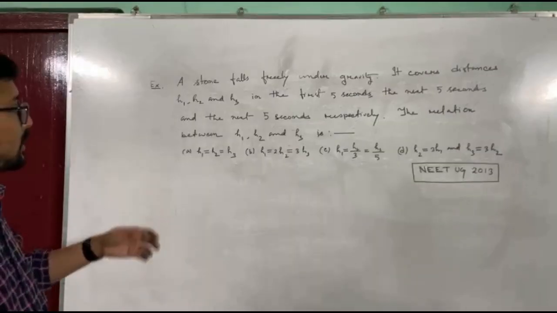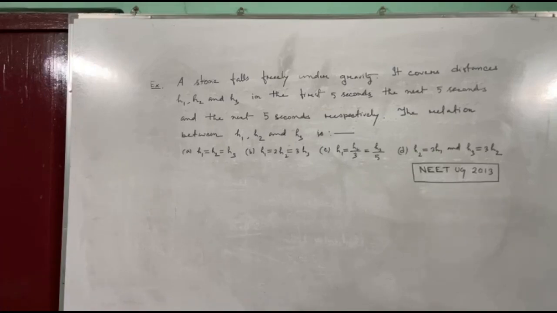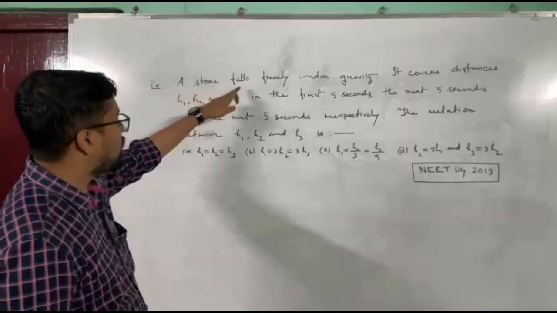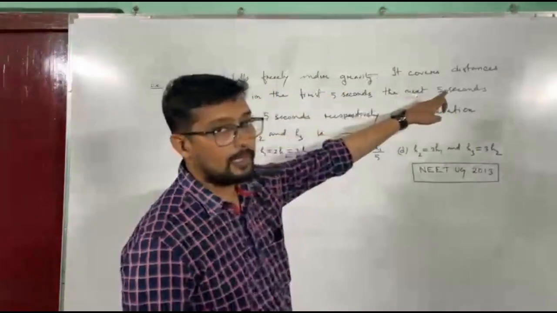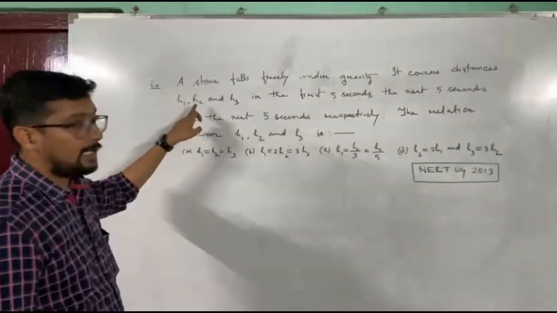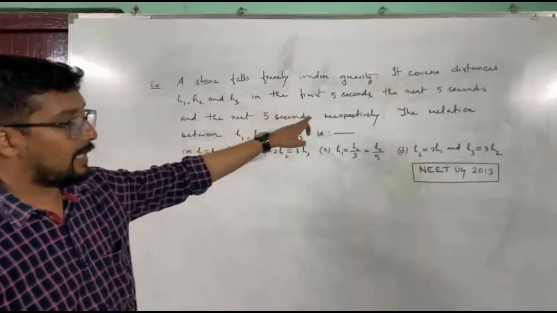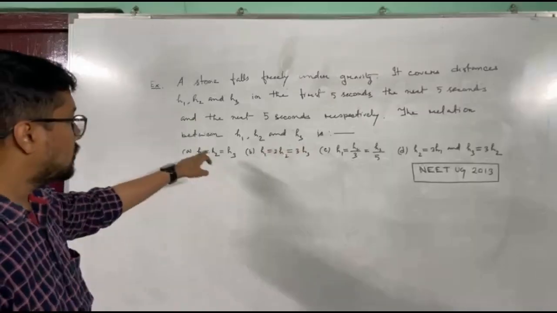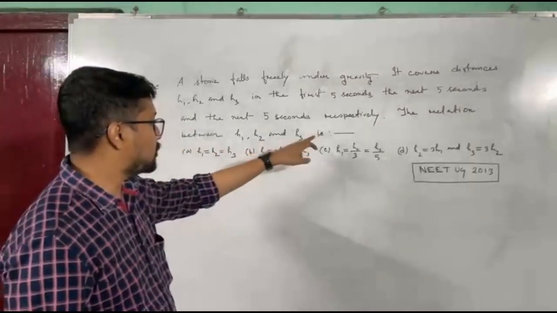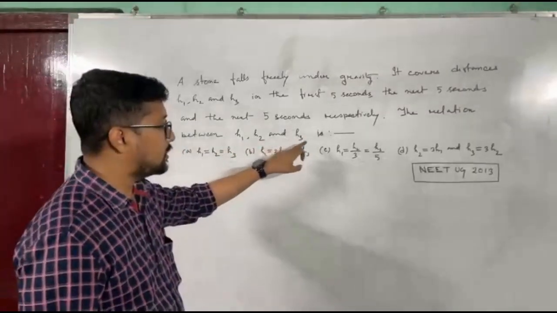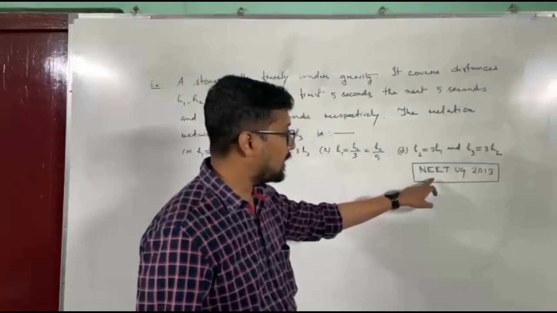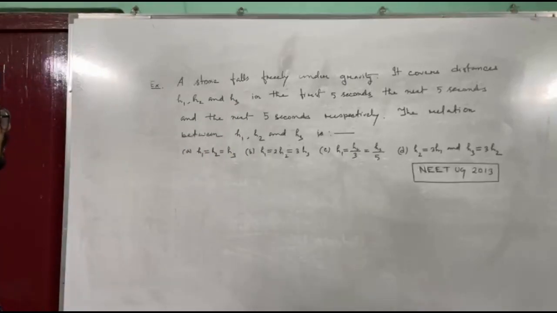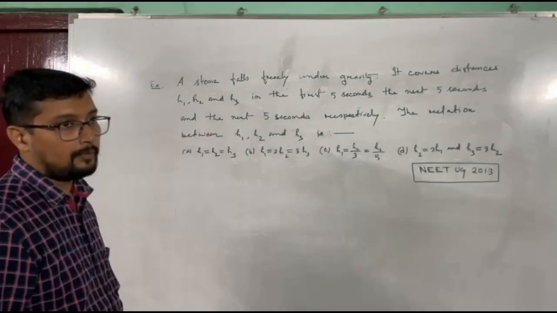So now let us solve another question from objects falling freely from a height. According to this question, a stone falls freely under gravity. It covers distances h1, h2 and h3 in the first 5 seconds, the next 5 seconds and the next 5 seconds respectively. And it is asked to find a relation between h1, h2 and h3. This question actually was there in NEET 2013. So this problem is also from objects falling freely from a height.